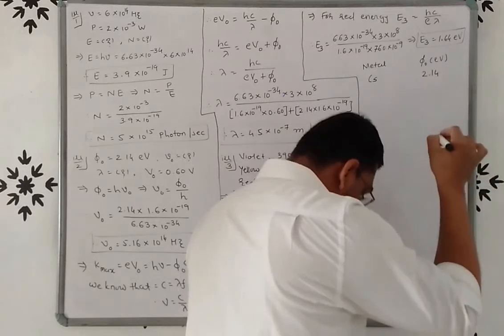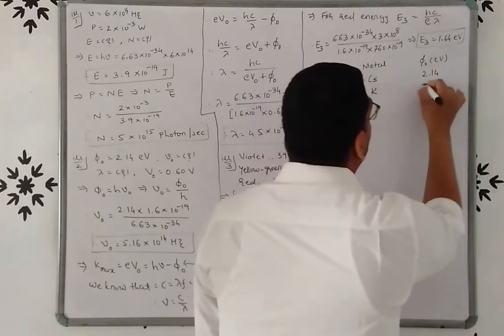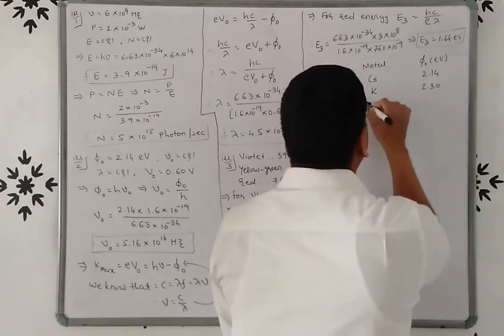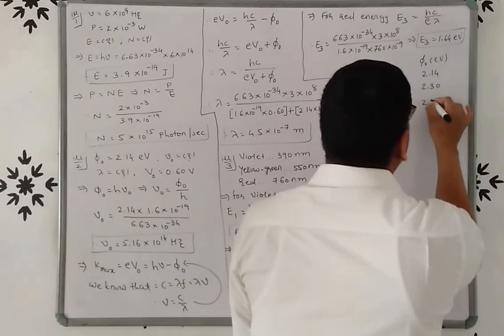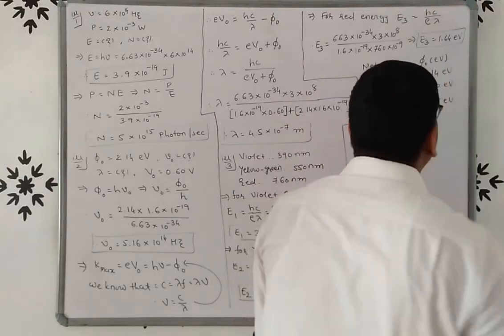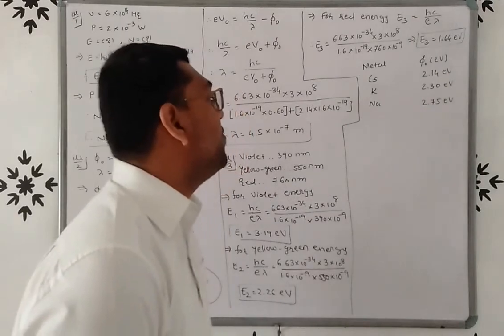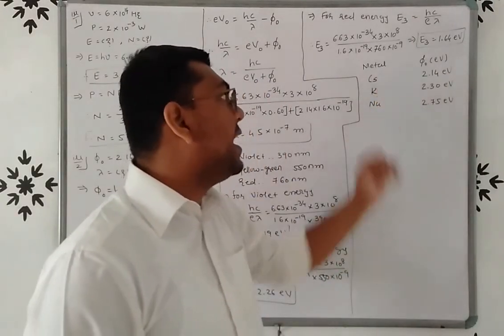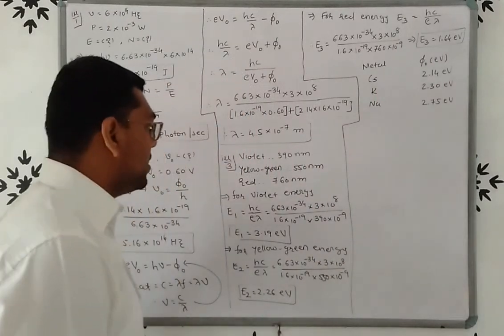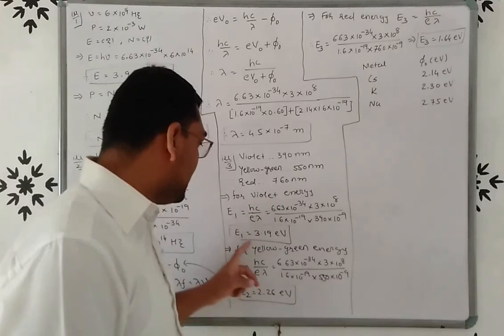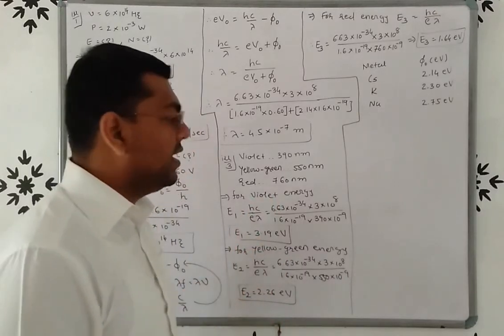For K 2.30, and for Na 2.75 eV, right? So here in this table we know the value of work function for Cs, K and Na. Now see friends, for violet color we get the energy 3.19, right?